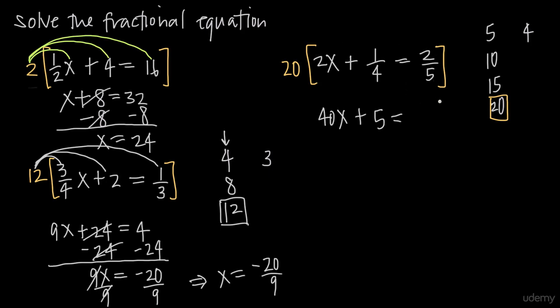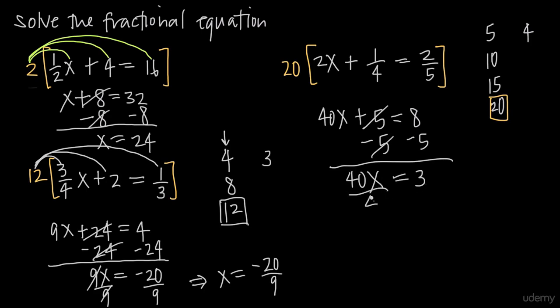40 divided by 5 is 8, so we get 8 over here. Subtracting 5 from both sides leaves us with just 40x on the left because we get positive and negative 5 to cancel. 8 minus 5, or 8 plus a negative 5, is 3. And when we divide both sides by 40, we're going to get x is equal to, when we get our 40s to cancel, 3 over 40. The greatest common factor of 3 and 40 is just 1, so we can't reduce this fraction at all, and x equals 3 over 40 is the solution to this fractional equation.